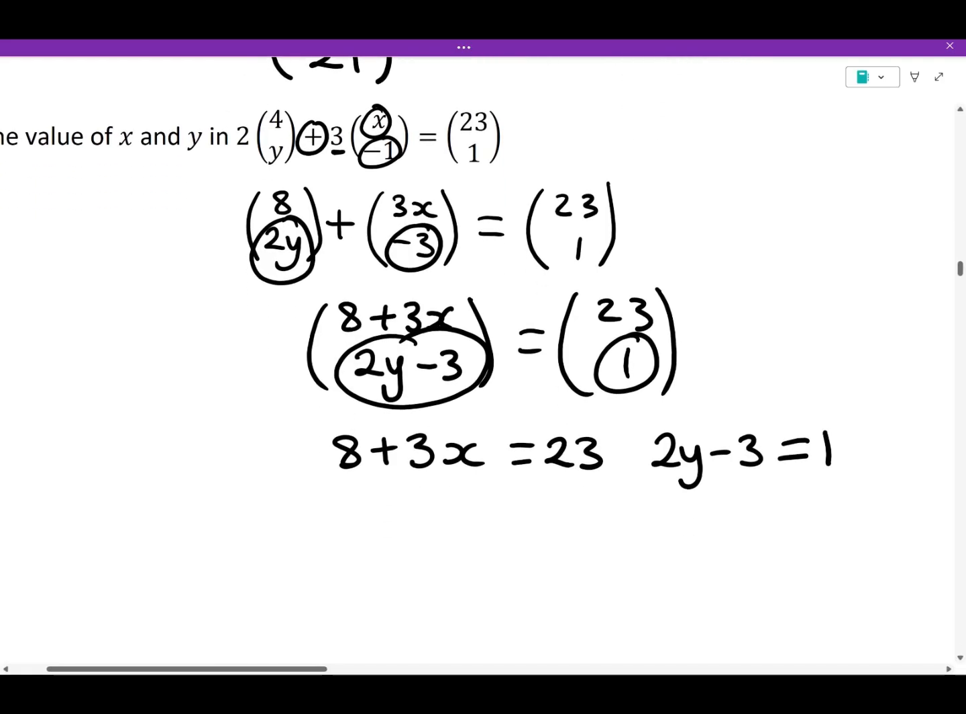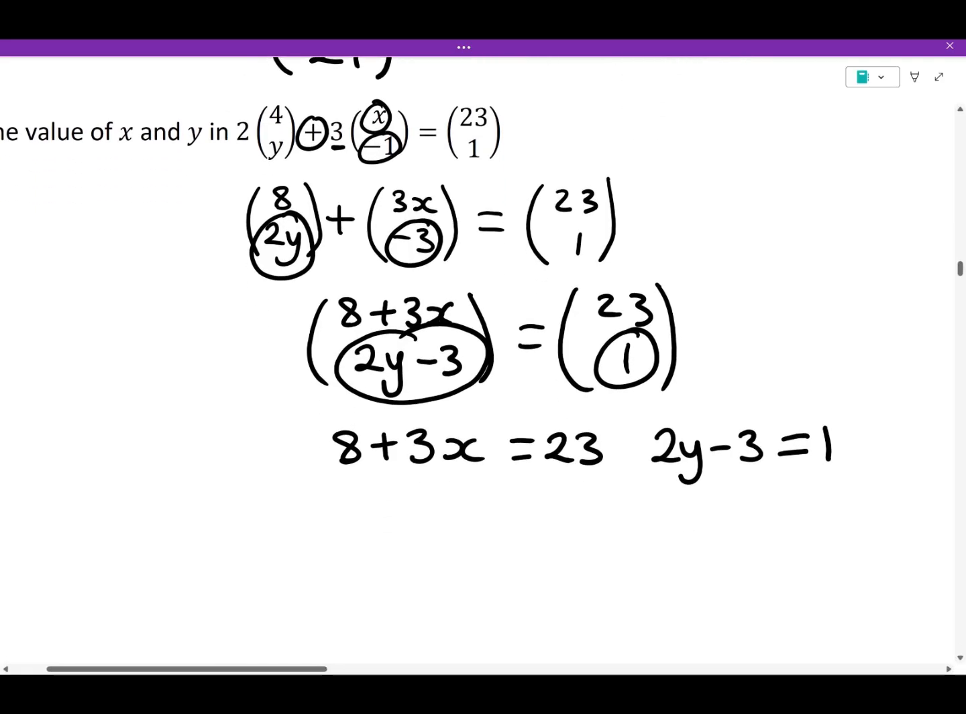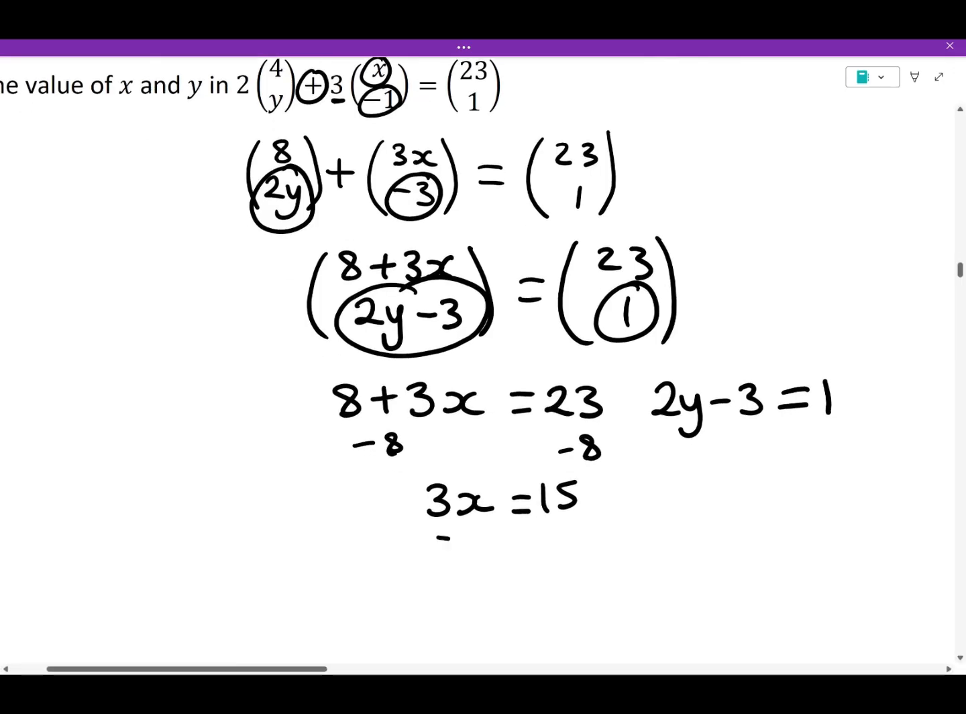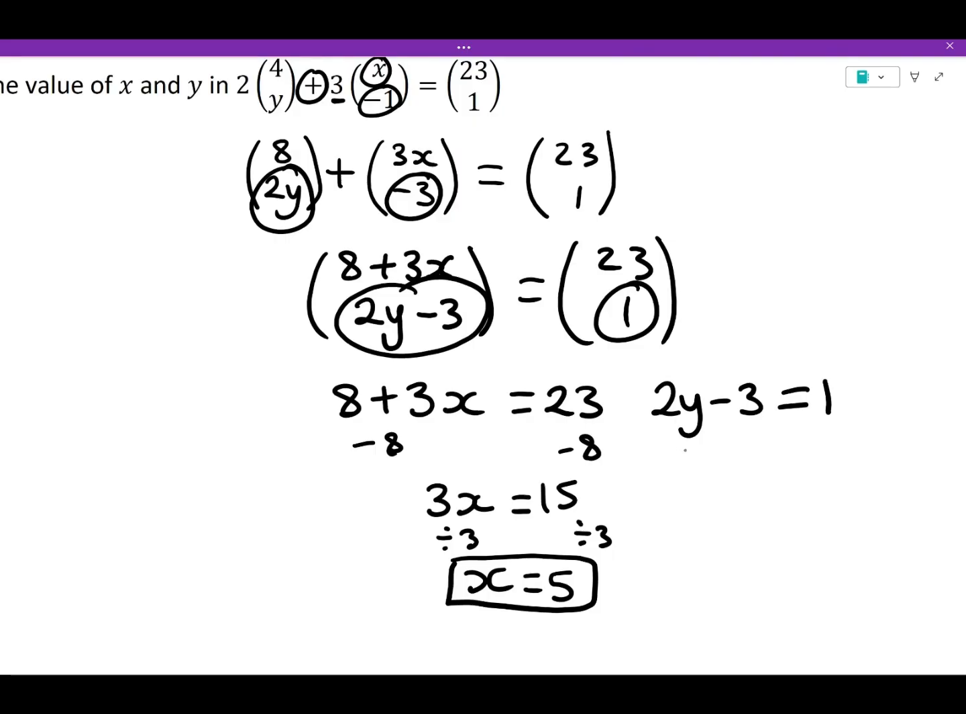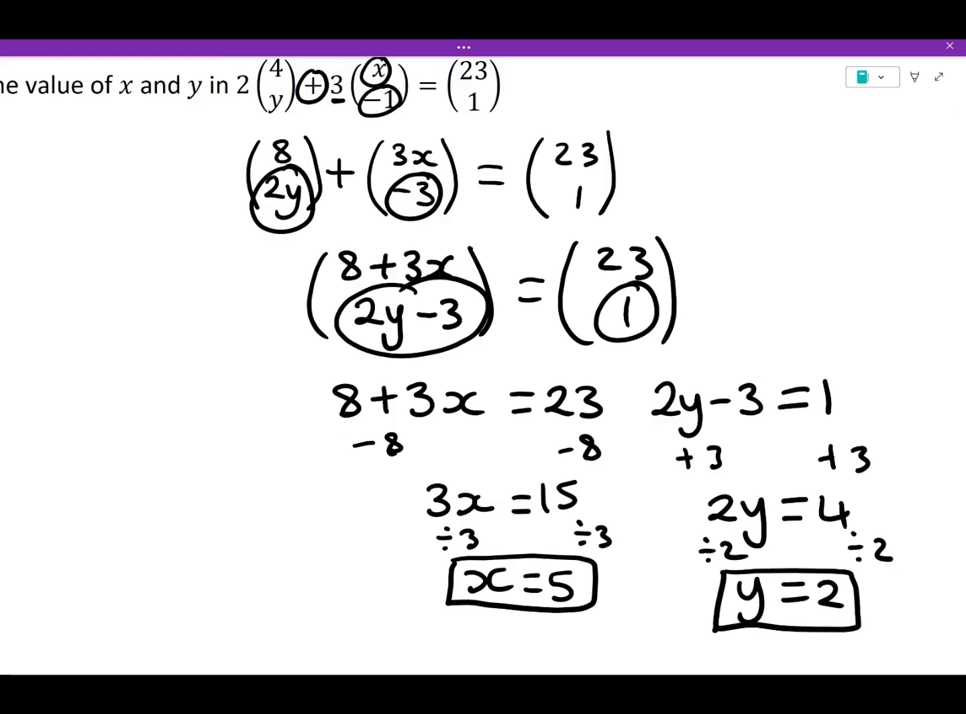Now I have some simple linear equations that I can solve to figure out x and y. For this first one, we're going to subtract 8 from both sides, so we get 3x is equal to 15. Then we're going to divide by 3, so x is equal to 5. It comes out as an integer, but it doesn't have to be an integer. It could be a fraction. Now for our second equation, we're going to add 3 to both sides, so we get 2y is equal to 4. Then divide by 2 on both sides, so y is equal to 2. And those would be my final answers.